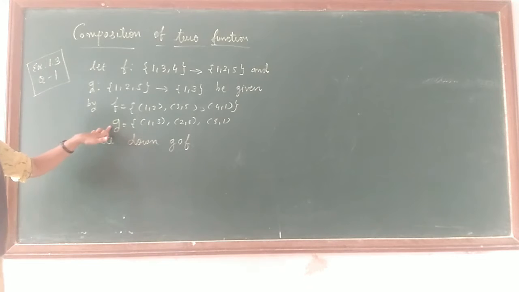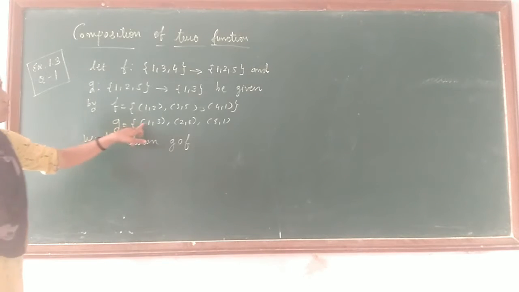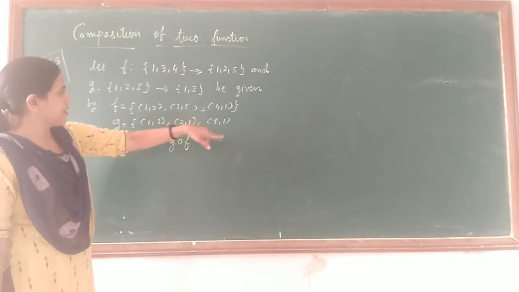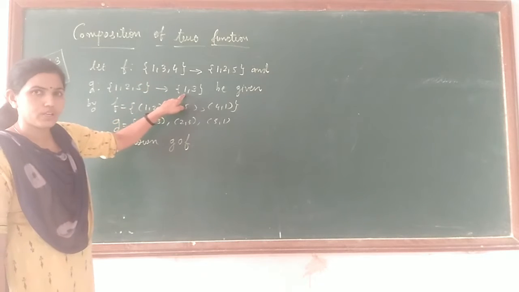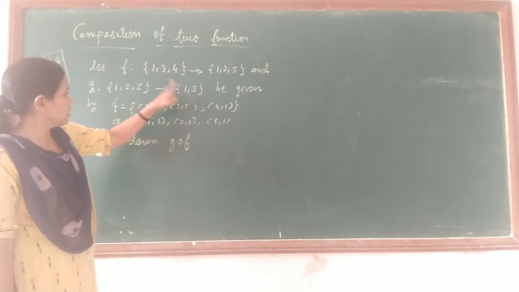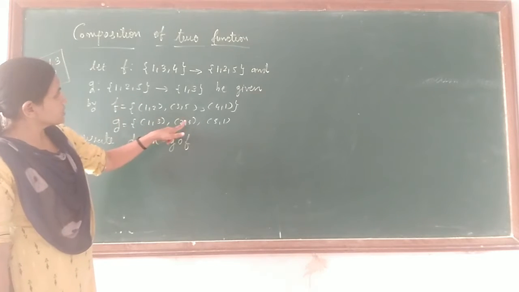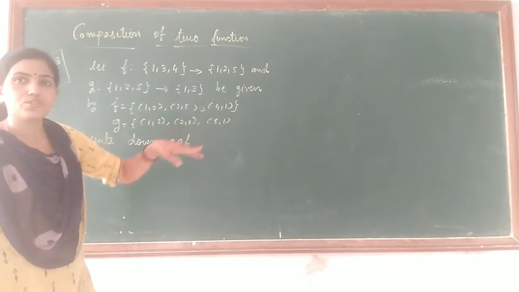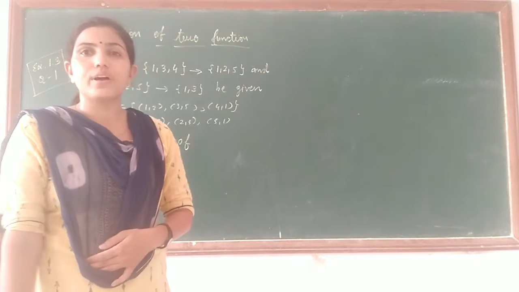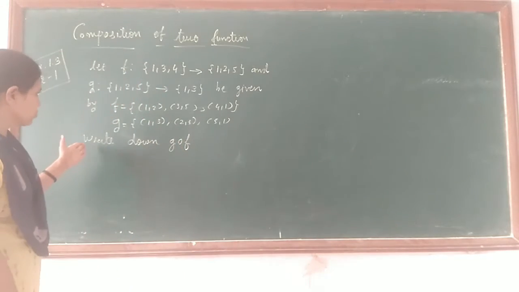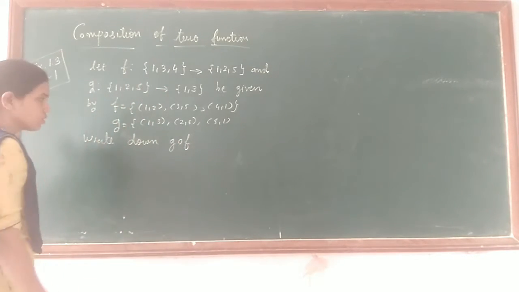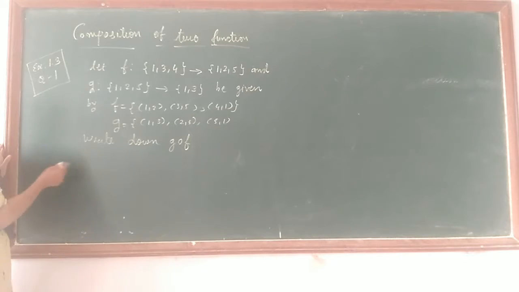And then g is defined as {(1, 3), (2, 3), (5, 1)}. That means g of 1 is equal to 3, g of 2 is equal to 3 and g of 5 is equal to 1. Then now we have to find out the value of g composition f. So that's why I am writing here.